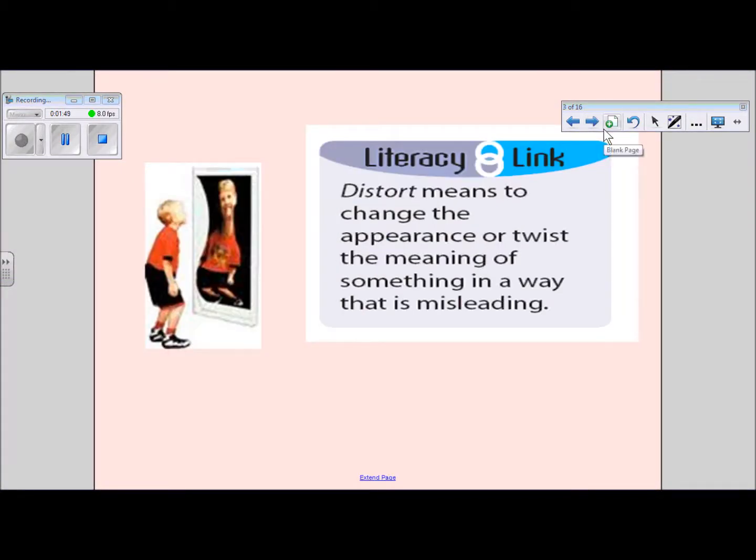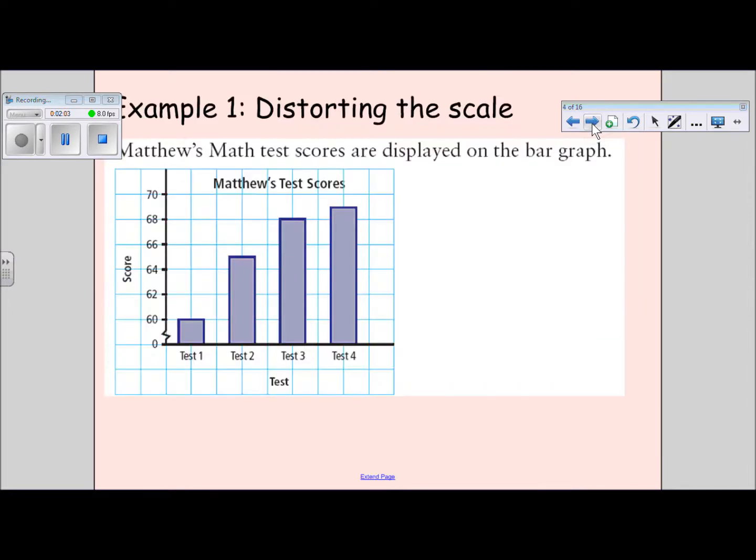So when we distort a graph, we mean that we are changing the appearance or twisting the meaning of something in a way that is usually or often misleading. When we distort it, it is misleading. So here are some examples of distorting the scale.